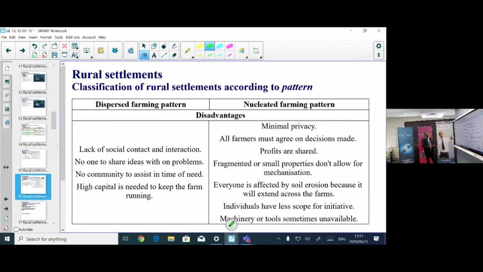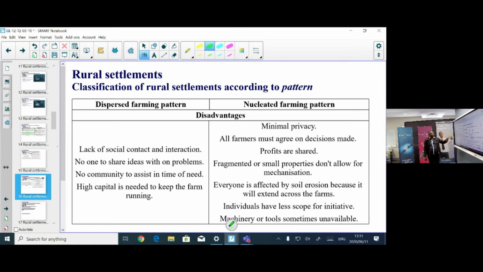Let's look at disadvantages. The dispersed farming pattern has a disadvantage of a lack of social contact and interaction. No one can share ideas with the problems. No community can assist in time of need. High capital is needed to keep the farm running.